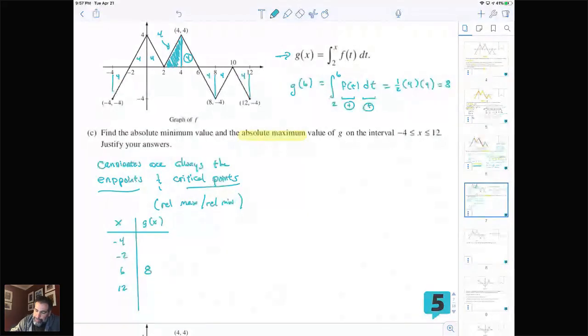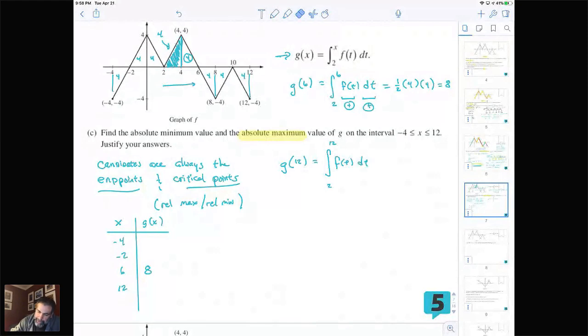The one that I did first, it went from 2 to 6, which meant I was traveling to the right. That means positive, and we were above the axis. That is why I got a positive for both of those, which meant that answer for g of 6 was 8. When I go to do g of 12 now, I'm doing the bottom one. I'm going to integrate this from 2 to 12 of f of t dt.